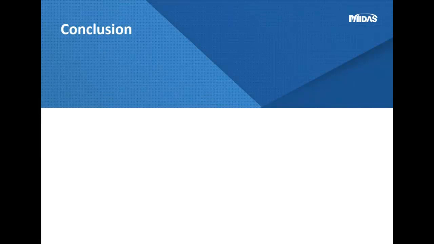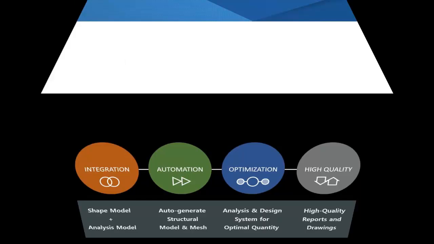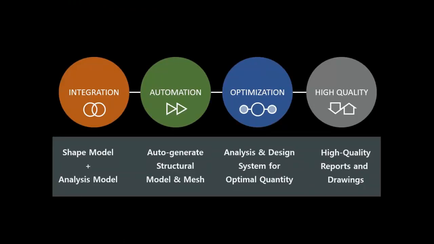So let us now conclude our introduction session, our introductory webinar session on MIDAS nGen. MIDAS nGen is an integrated solution, that is CAED solution. Whatever you see is what you analyze and design. There is a lot of automation involved in MIDAS nGen that can help you create the model in a very short period of time with a lot of accuracy. Then there is optimization, wherein the economy of your structure will be taken care of by the program. And further, we have high quality reports and drawings generated automatically by the software solution.